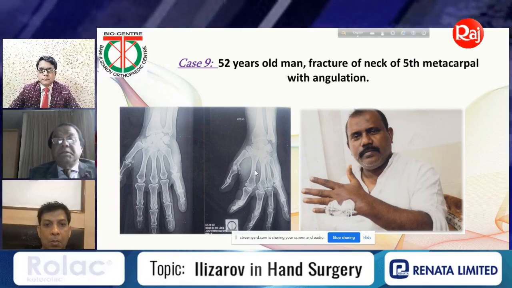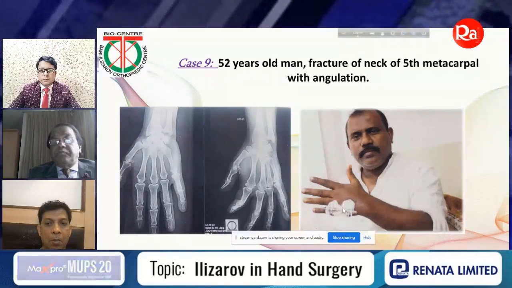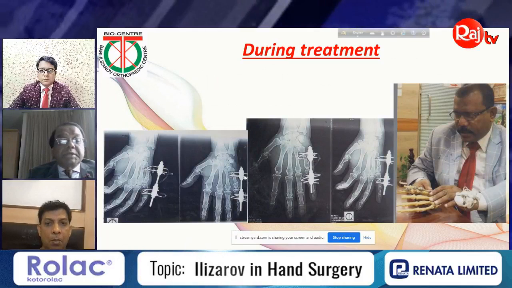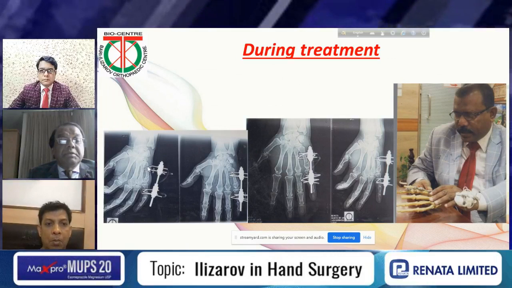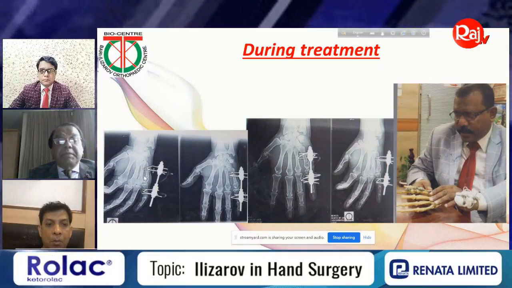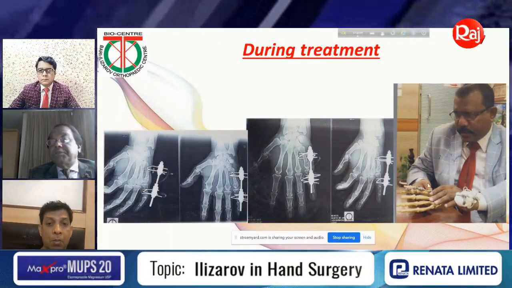And then you can correct easily whenever you put the mini Ilizarov fixator. You can see here, this is what I have done. This is bending. You have corrected the angulation. The angulation is corrected, and the patient is happy.